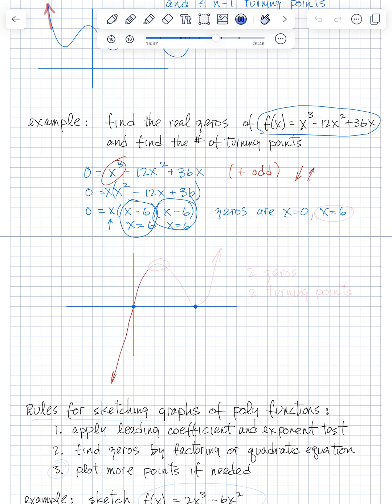And here, at some point, it's going up, and we know that x equals 6 is another 0, but because there's two of them, it's called a multiplicity of 2. It means that the graph comes down and touches that 0 and then goes back up. It doesn't cross the x-axis, it just touches it and goes back up. And so here we have our plus odd, goes down on the left, up on the right. It has two zeros, and it has two turning points.